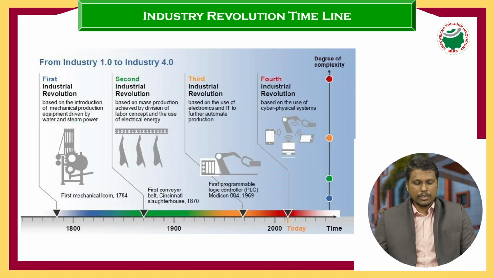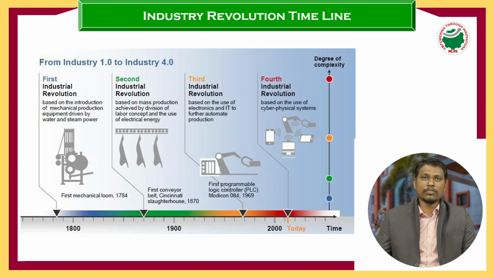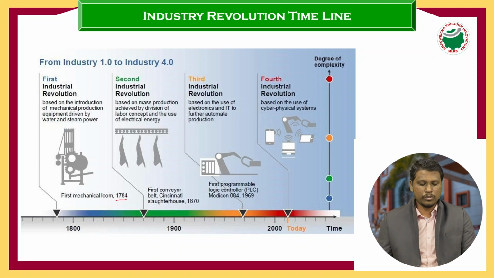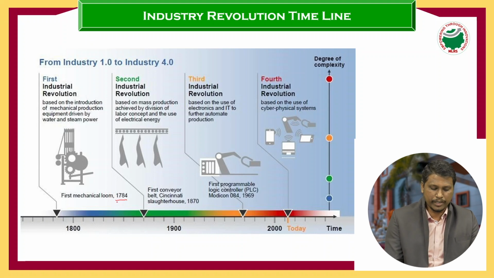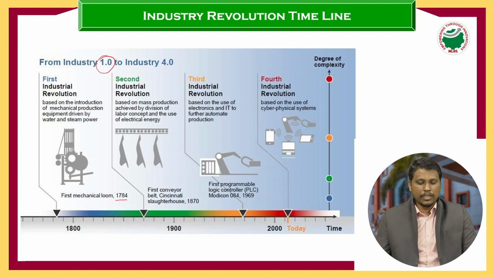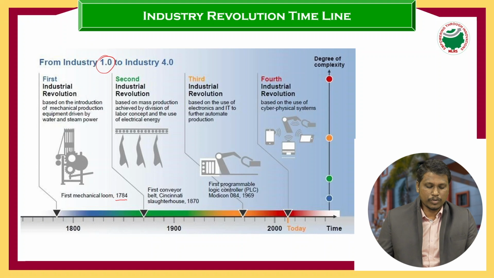So first, in that order, we are going to see the industry revolution timeline. First, our manufacturing industries were developed in 1787. At that time, by using some engineering mechanism, we developed some processes for product development. That was in the first revolution, which we can call industry 1.0.